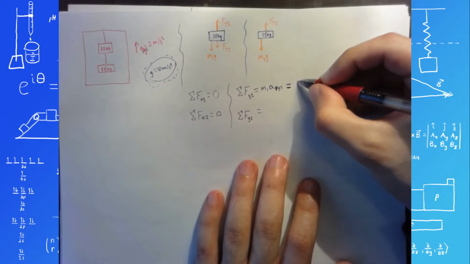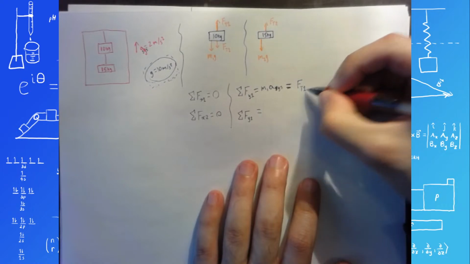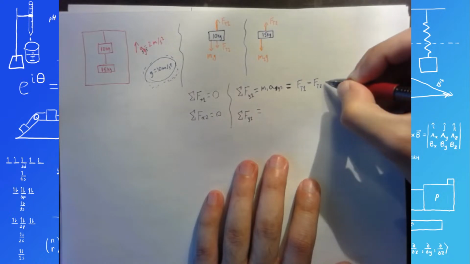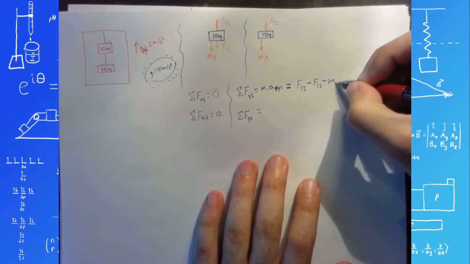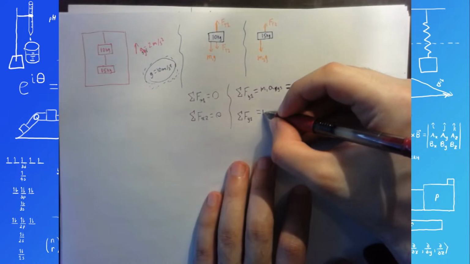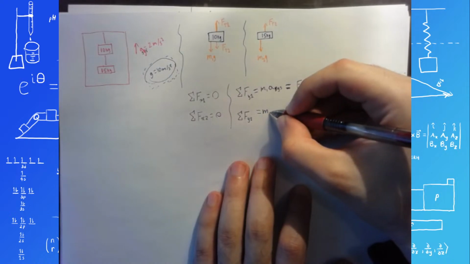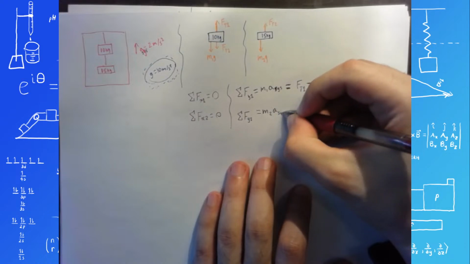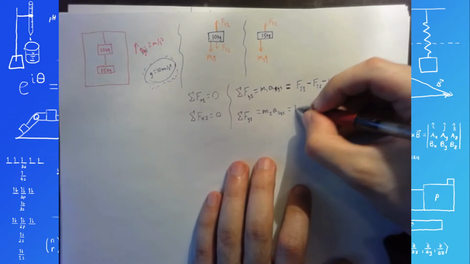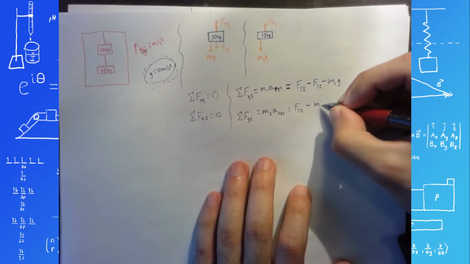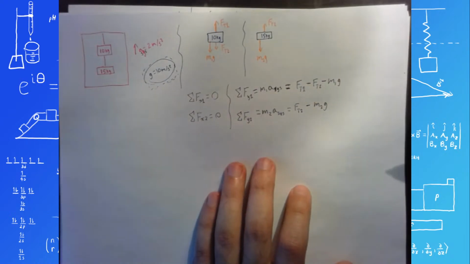So forces up, force of tension 1, minus forces down, that would be force of tension 2, and also M1G. And over here, for net force y on object 2, it's mass 2 times the acceleration of the system, equals forces up, force of tension 2, minus forces down, M2G.